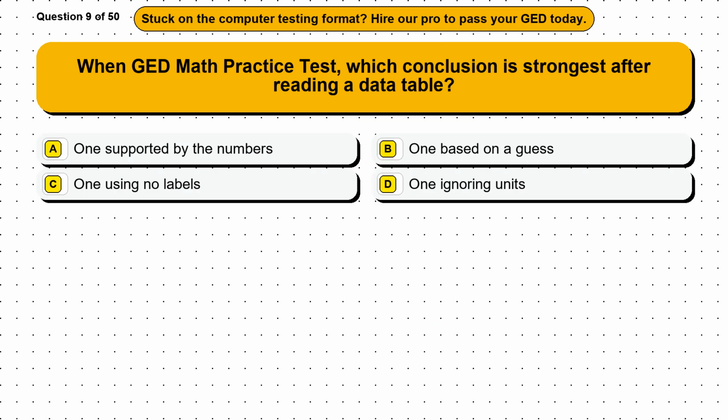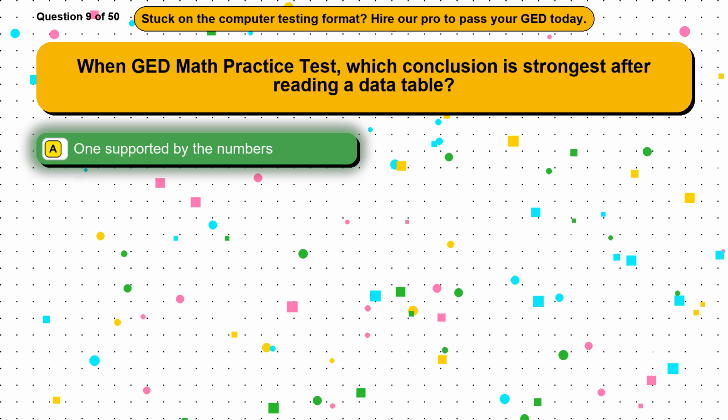Question 9. When GED Math Practice Test, which conclusion is strongest after reading a data table? Option A. One supported by the numbers. Option B. One based on a guess. Option C. One using no labels. Option D. One ignoring units. The correct answer is option A.